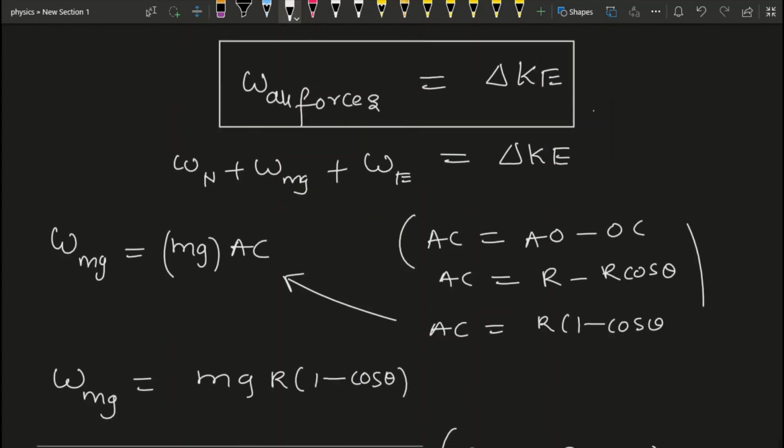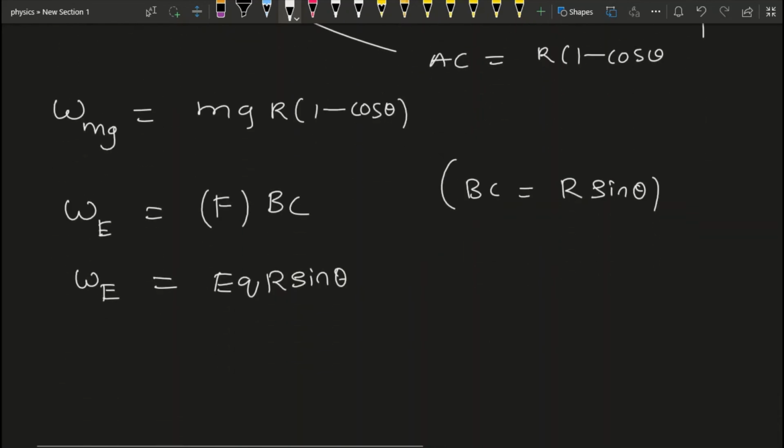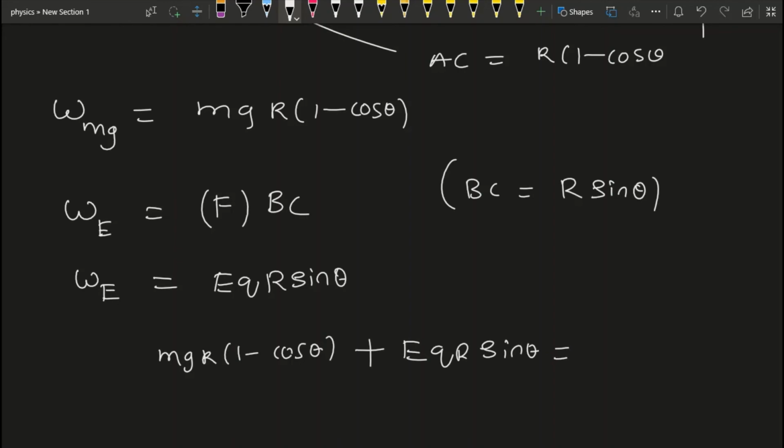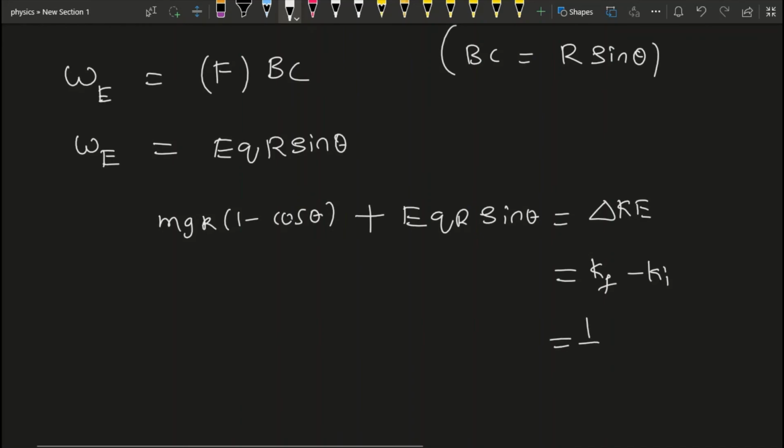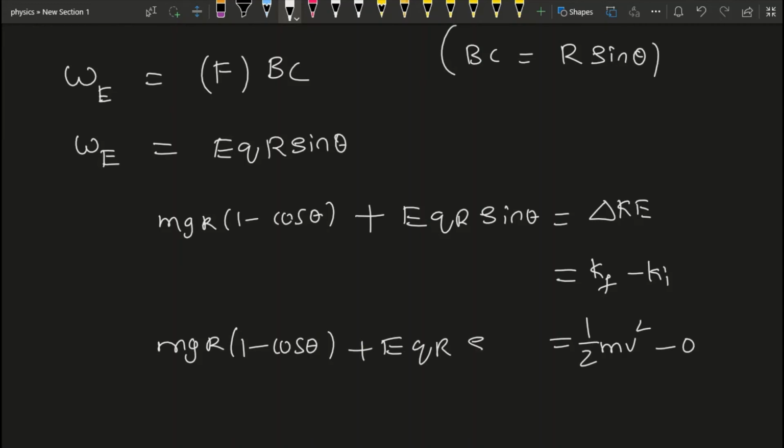So we have all the work done, so we can equate to change in kinetic energy. So what can we write? mgR into 1 minus cos theta, this is the work done by gravitational force, plus the work done by electrostatic force, EQR into sin theta. So these are the total work done. Now that must be equal to change in kinetic energy. Change in kinetic energy is nothing but final kinetic energy minus initial kinetic energy. But final kinetic energy is half mv square, and initial kinetic energy is 0. So here we can write the same: mgR into 1 minus cos theta plus EQR into sin theta.